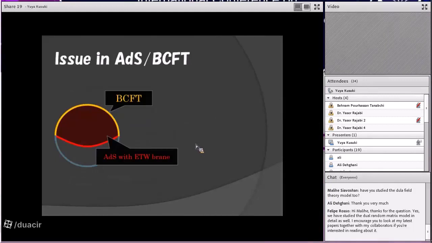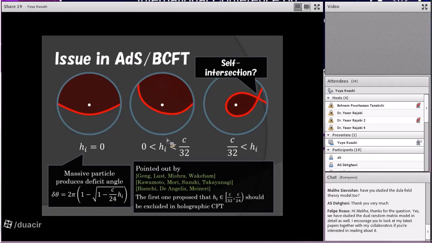Okay, let's go back to our interest. Let's consider the gravity with end of the world brane. Here, this is the gravity dual to a boundary conformal field theory. And as I mentioned before, if we put a heavy particle in this geometry, then we may have a self-intersection like this. And actually, we can give an explicit condition for where the self-intersection happens. If we use the relation between the mass of the particle and the conformal dimension of the corresponding primary operator, then we can argue that the self-intersection happens if we consider a primary operator with conformal dimension larger than c over 32. Here the relation between the mass of a particle and the conformal dimension is given by like this.